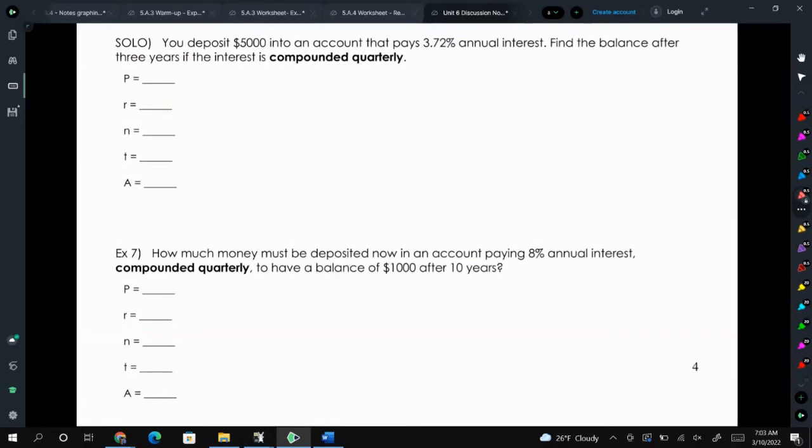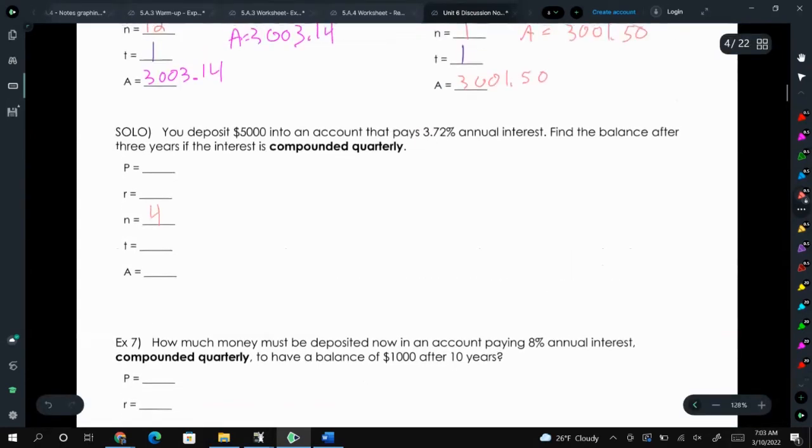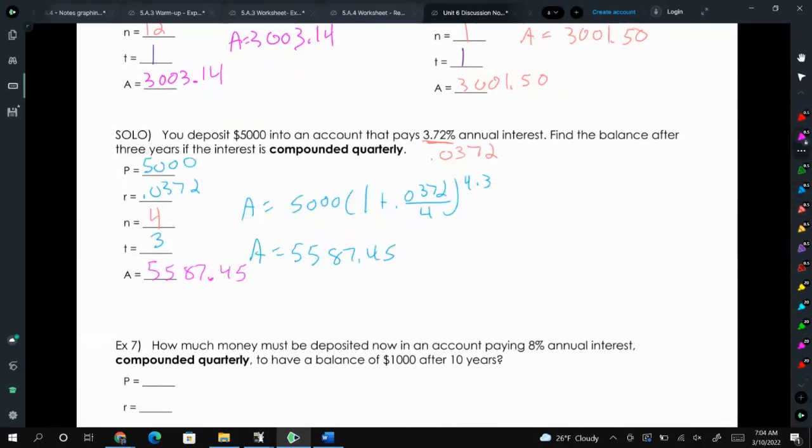So what I want you to do is to try the solo problem right here. Compounded quarterly means that your n is 4, and 3.72% means 0.0372. So go ahead, pause the video, and try this out and see if we get the same answer. All right, so my answer was $5,587.45. Hopefully you got that same answer. Now, if you rounded it a little bit differently, that's fine. Just try to make sure you round consistently to 2 decimal places because we are talking about money.